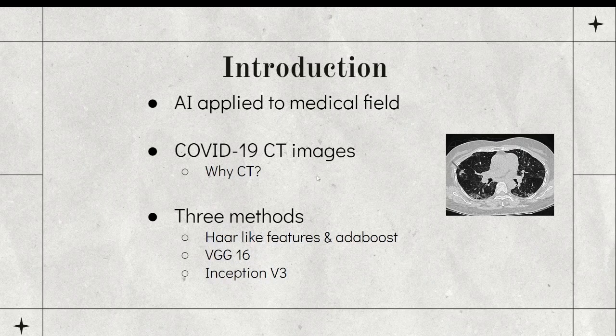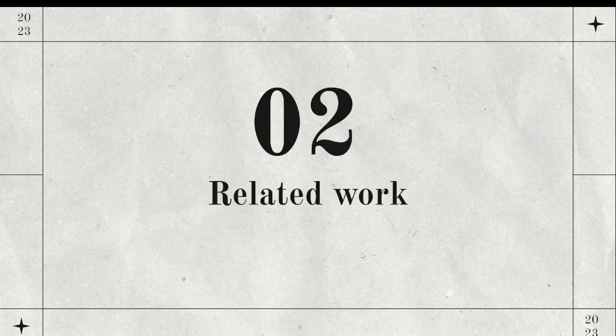So after introducing our problem, let me talk about our methods. The first one is highlight features and AdaBoost. The second one is VGG16, and the last one is Inception v3. We want to check whether these three existing classification models can be applied to this field to do the classification accurately. The next section is about related works of these methods.